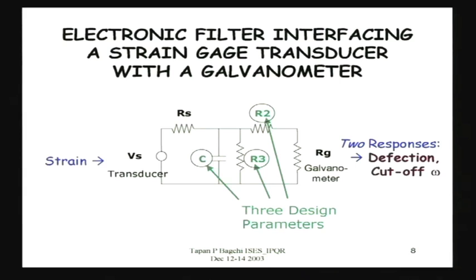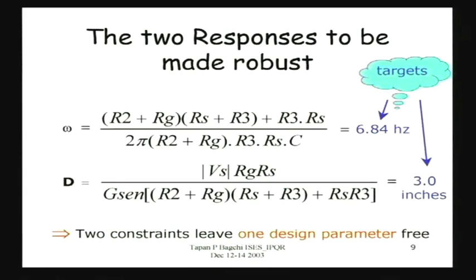If you do circuit analysis, you'll be able to derive the expression for omega. You'll also be able to derive the expression for D, the deflection. These are not very difficult to do for electrical engineers. And then, of course, what I do is I set the first one. Omega is set equal to 6.84, and I set the other one equal to 3.0.